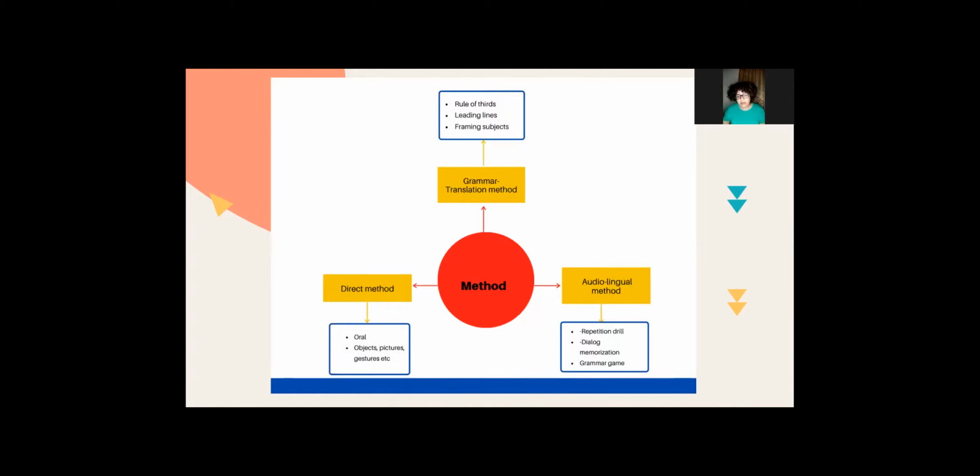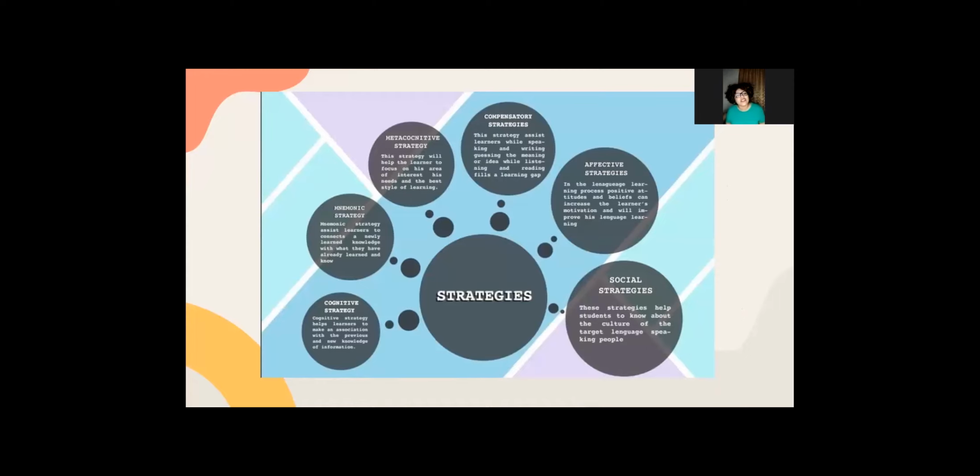And then we have the strategies. The strategies are the actions that the teachers and the students have to follow to reach that goal. And that goal is the English language. And the result of this is going to depend on the cultural background and also the approach that is going to be followed. As you can see in the slide, you can see compensatory strategies, effective strategies, social strategies. There are a lot of strategies that the teacher can use depending, obviously, on the approach.